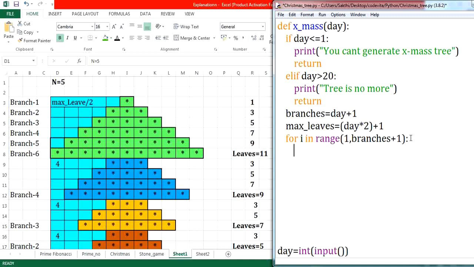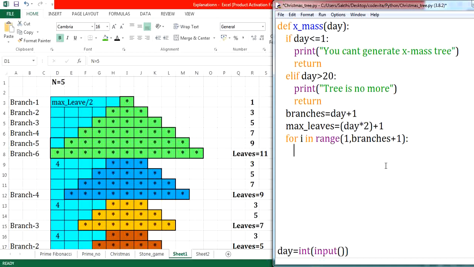Now I am supposed to consider 2 separate elements. One is how many spaces should be left for each and every row printing, and the other is how many stars are to be printed. First let me consider the spaces. For the first row, how many spaces are there? 1, 2, 3, 4, 5. How can this 5 be calculated? It is maximum leaf by 2. So maximum leaf is 11, and 11 by 2 gives you 5. That is nothing but the number of spaces count.